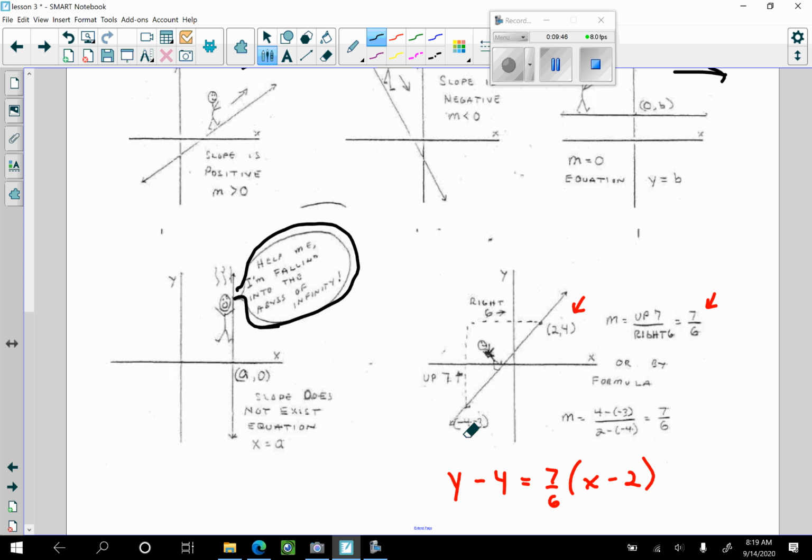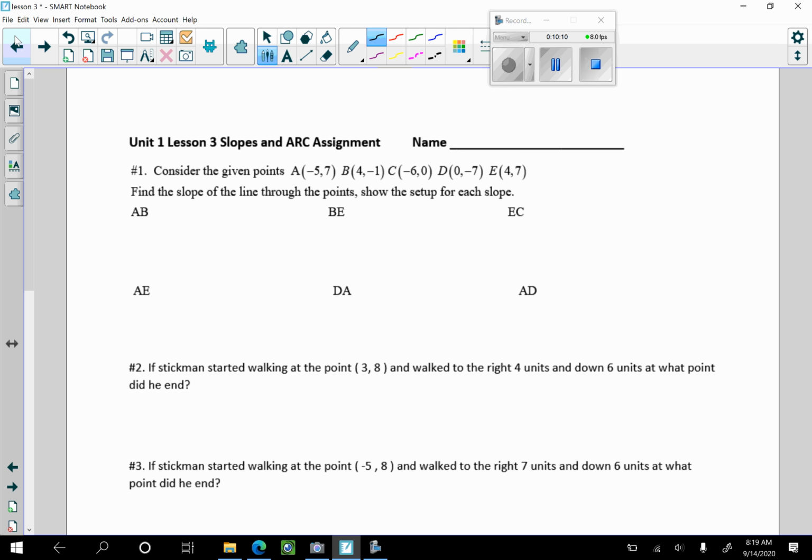Because if you have this point right here, negative 4, negative 3, and this point 2, 4, all you have to do is count how far up he would have to walk. He's going to have to walk up 7, to the right 6, and that slope is 7/6. We'll talk about the equation of that line later, or you can use the formula that we're about to give you. But we go back to the first part of the problems.